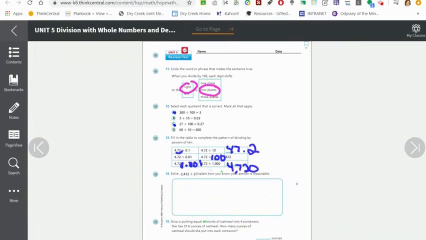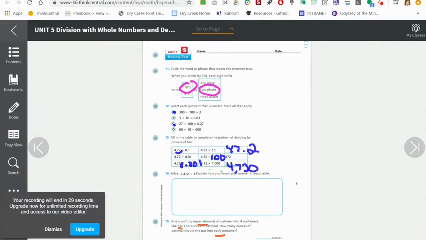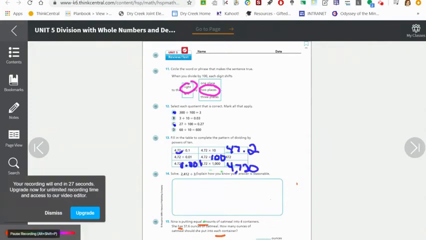Okay, for problem 15, the question is Nina is putting equal amounts of oatmeal into 4 containers. She has 37.6, so there's my word has. I know that gives me the total of oatmeal. How many ounces of oatmeal should she put into each container? The word each is telling me to divide because I have a total.